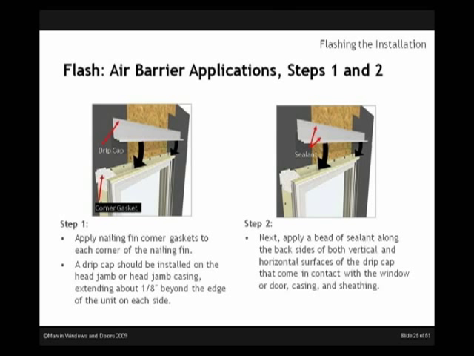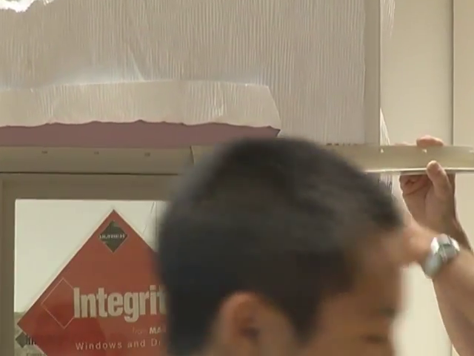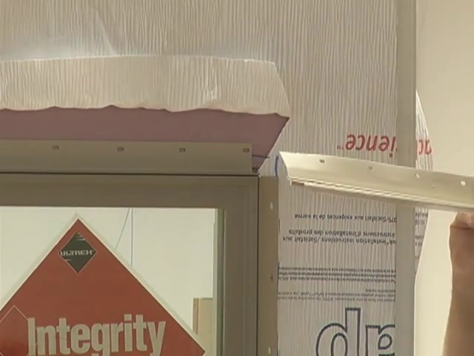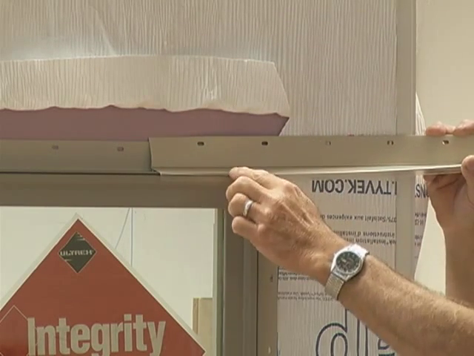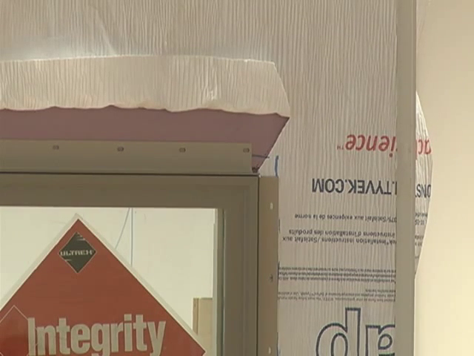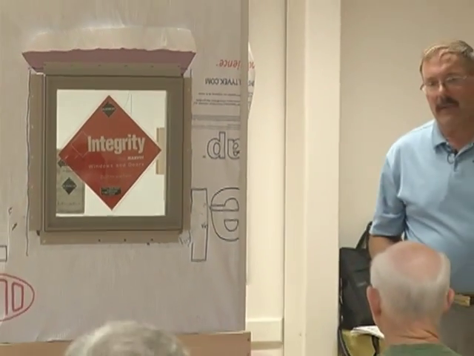Okay, this is on most windows that you will see. This is a drip cap. A drip cap is basically on top of the window to keep dirt and runoff from running down the window frames and the glass. It's meant to keep that dirt and runoff coming out here and then dripping past the window. Kind of keeps your window a little bit cleaner. It's a little bit for water management as well, but this is not a head flashing.